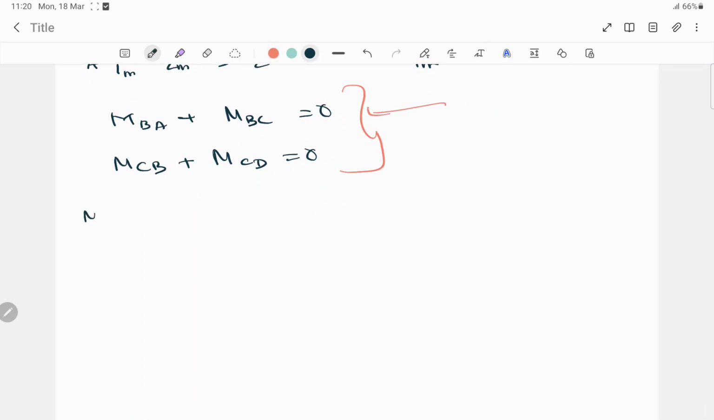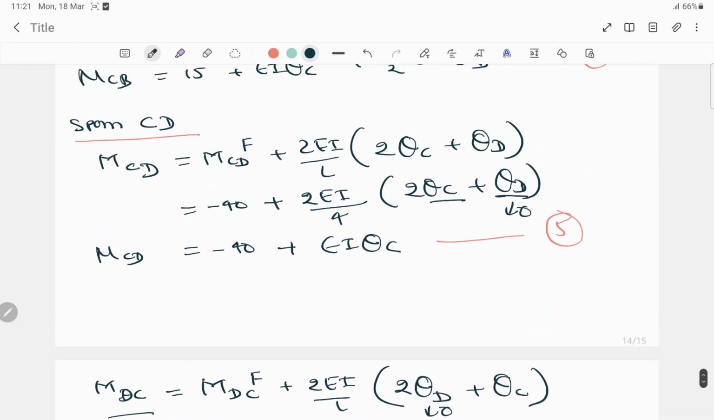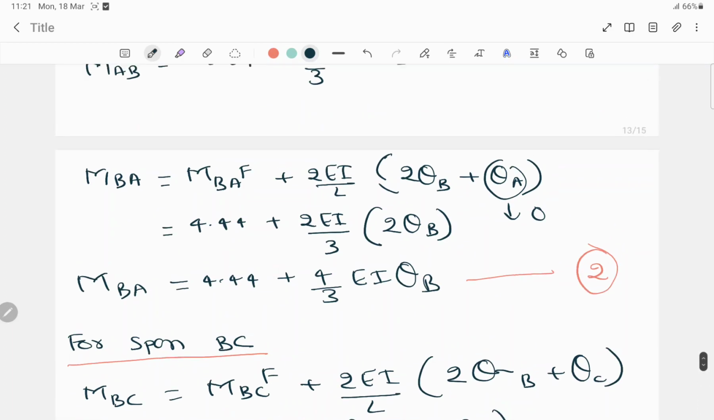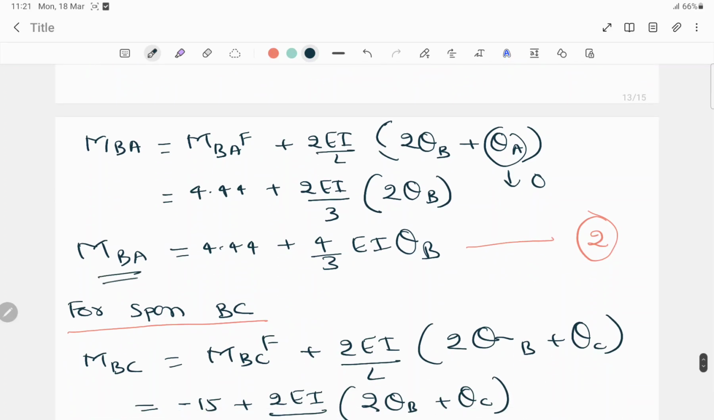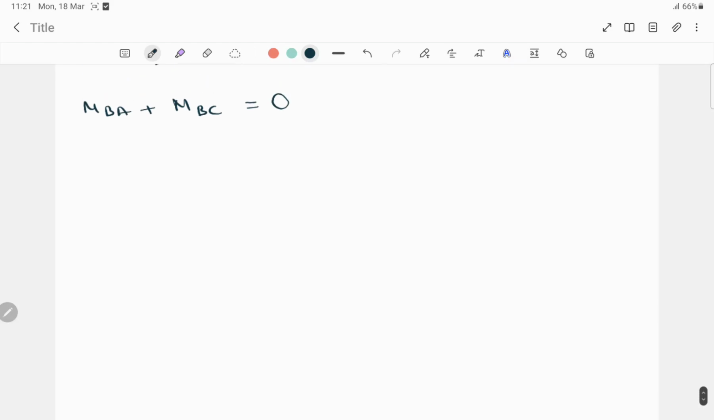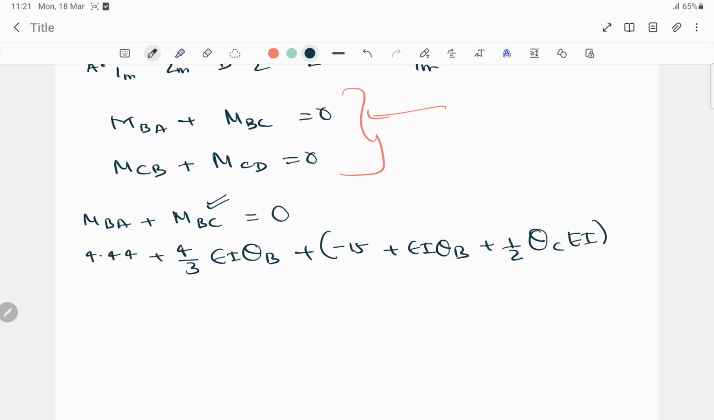So here MBA plus MBC is equal to 0. Now for MBA we already have the equation for the span A to B. We have MBA equal to 4.44 plus 4 by 3 EI theta B, and for MBC the equation is minus 15 plus EI theta B plus half of EI theta C, and the sum is equal to 0.